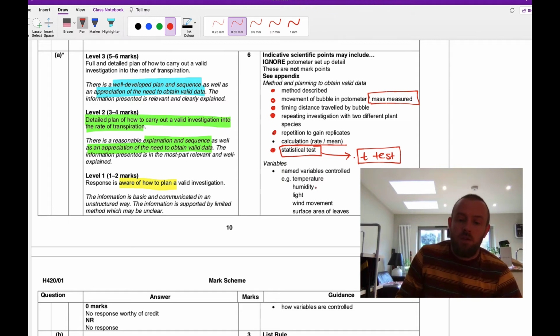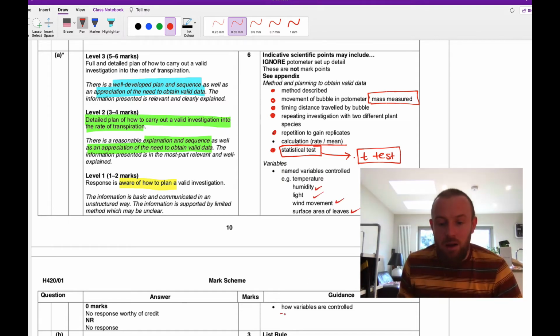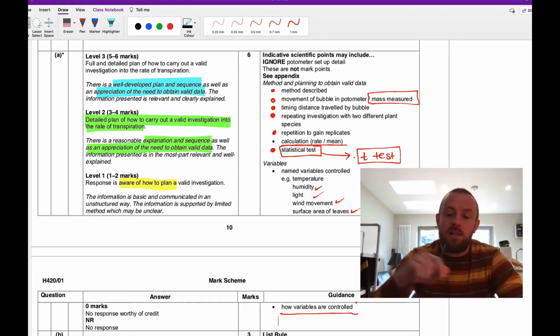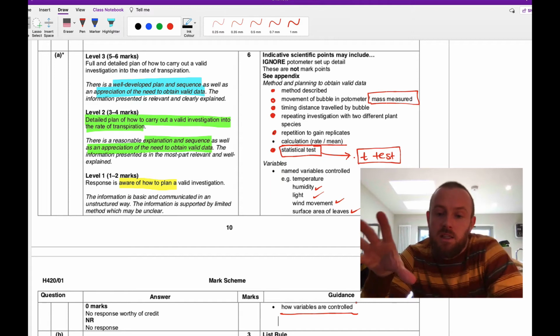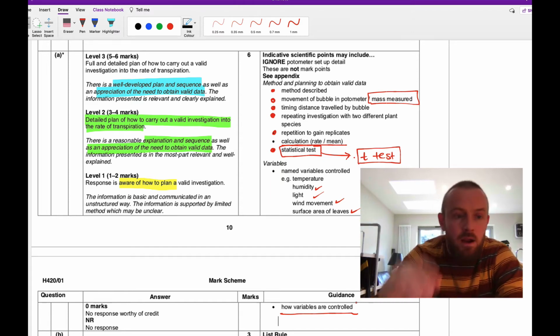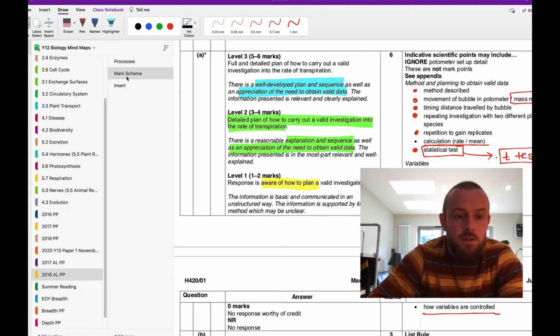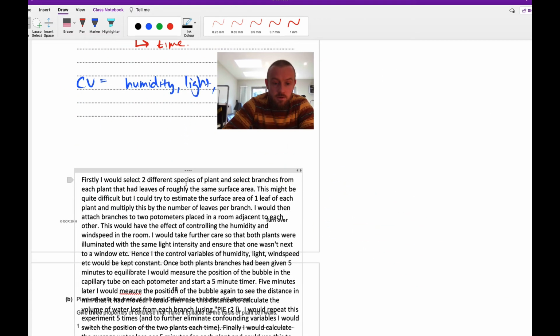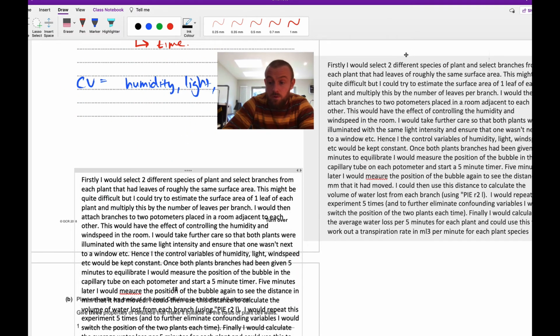Name variables: humidity, light, wind movement, surface area of leaves, and then some idea of how to control the variables, okay? So that's the mark scheme. Use that to mark your own answer, and don't forget to give yourself an EBI. Now let's have a look at my model answer, which I think would get 5 or 6, although I didn't talk about the t-test.